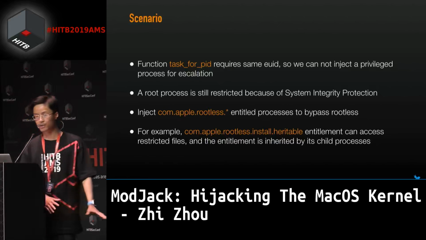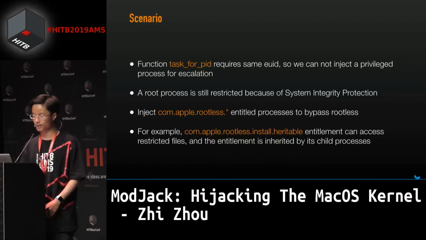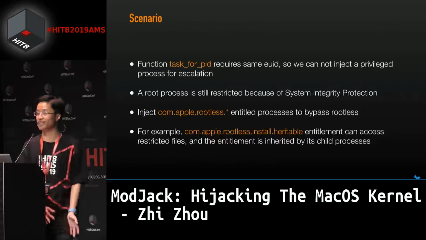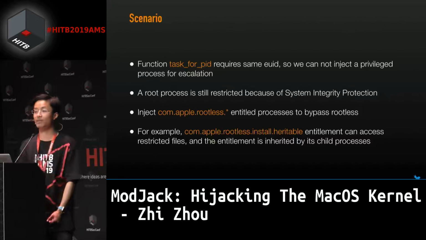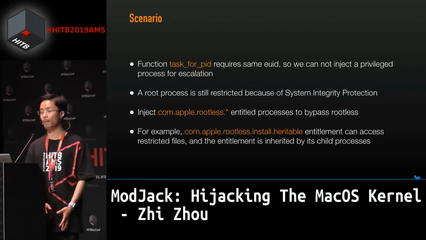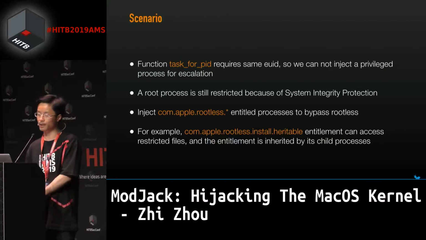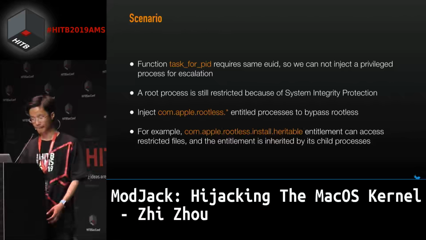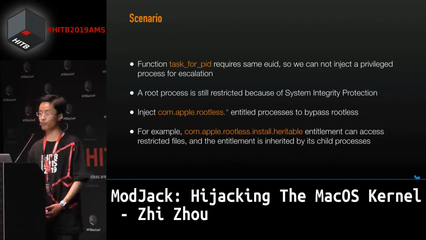Here's the scenario of our exploit. The function task_for_pid requires the same UID, so we cannot just run as a regular user and attach to a root process to perform privilege escalation. But if we are both root, and the difference is that my root process is not entitled and the other one is entitled, we can use this attack to bypass SIP, inject into Apple binaries, and perform further post-exploitation.